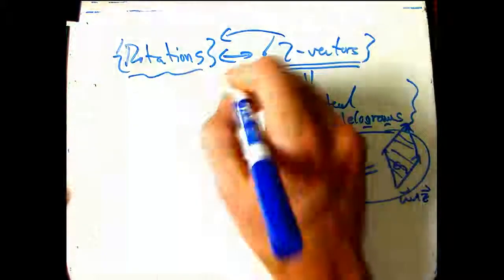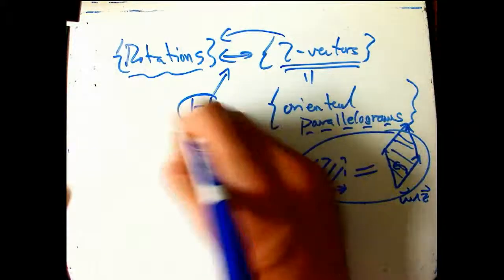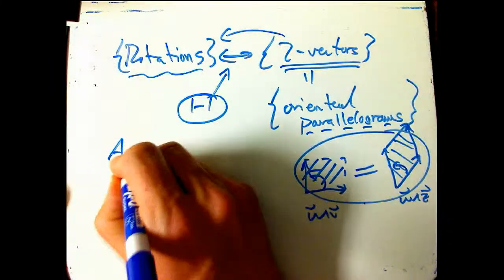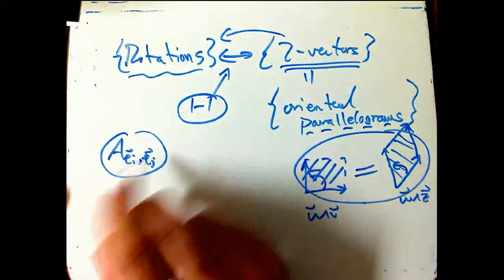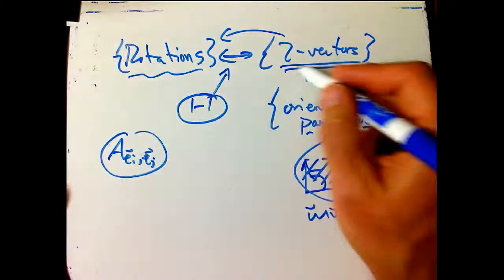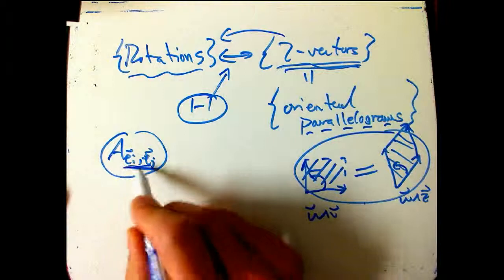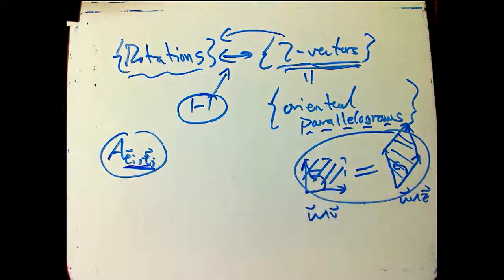It's easy to see that this is a one-to-one correspondence just by looking at the basis version again. e_i, e_j. We know that any rotation is a combination of these guys, and any 2-vector is definitely a combination of just e_i wedge e_j. So we'll finish this up next time.